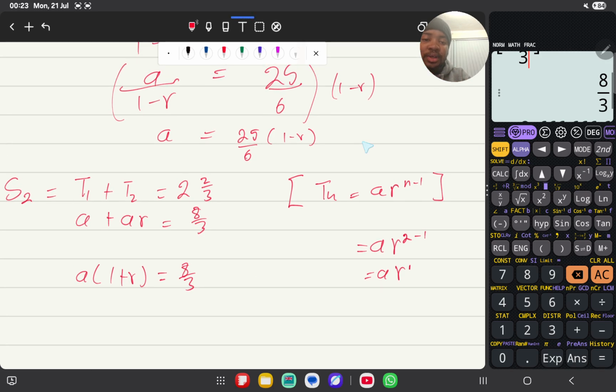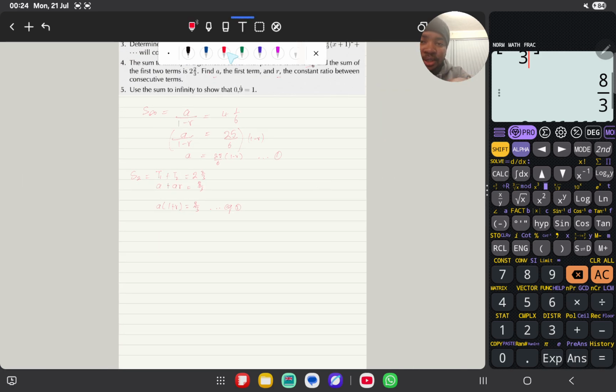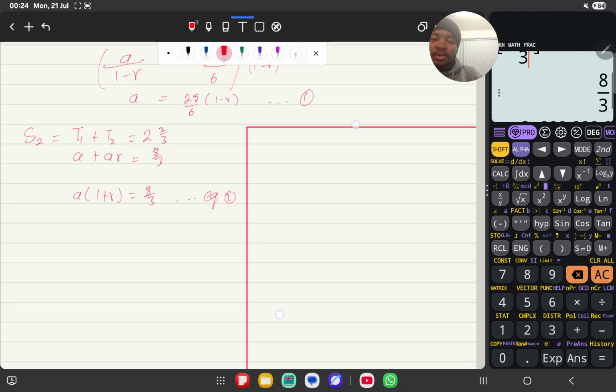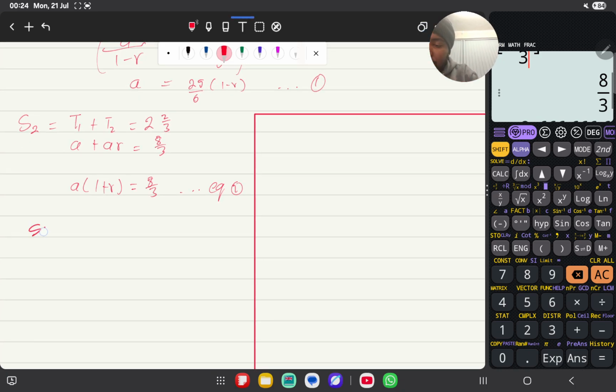And so now let me call this equation 1 and let me call this equation 2. It's a bit messy now, but maybe let me remove this. Equation 1 and equation 2, just in case we might need some more space. So now we're going to substitute equation 1 into equation 2.